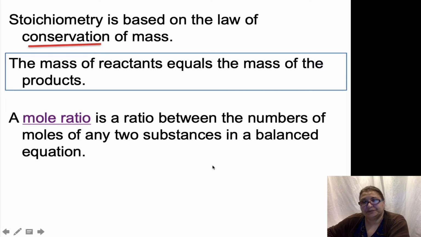In a balanced equation, the mole ratio is the ratio between the numbers of moles of any two substances. Okay. So first we have to balance the reaction, make sure it's balanced, and if there are coefficients, that means it's balanced. And then we have the relationship of the ratios between any two substances. So let's see how we do this.